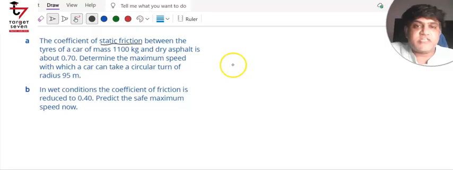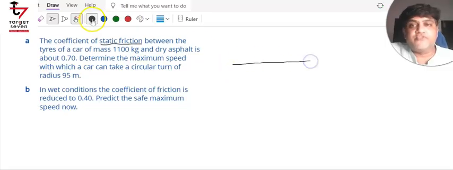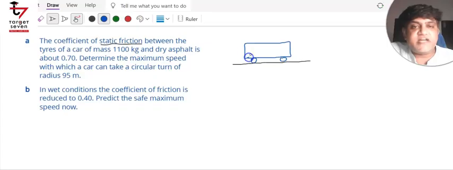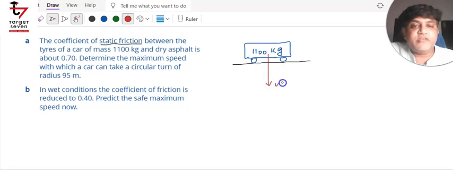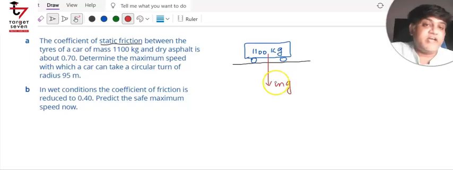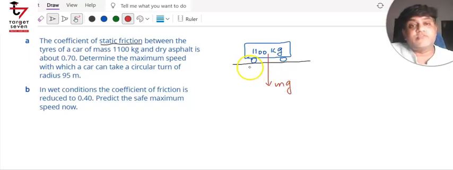It talks about a car moving on a road. All right, so this is the car. Kindly pardon my excellent artistic skills here. So this is the car. The mass of the car is 1100 kg. Now, if you look at the forces acting on this particular car, there is going to be an mg in the downward direction. Again, I will not be able to draw this to scale.